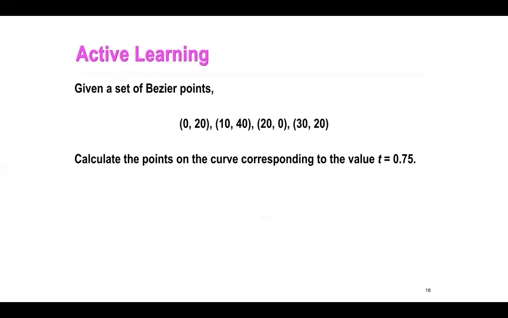Okay, I have an active learning exercise: calculate the point on the curve corresponding to the value t equal to 0.75. Who can find the result first? How can we find the result? t is equal to 0.75.